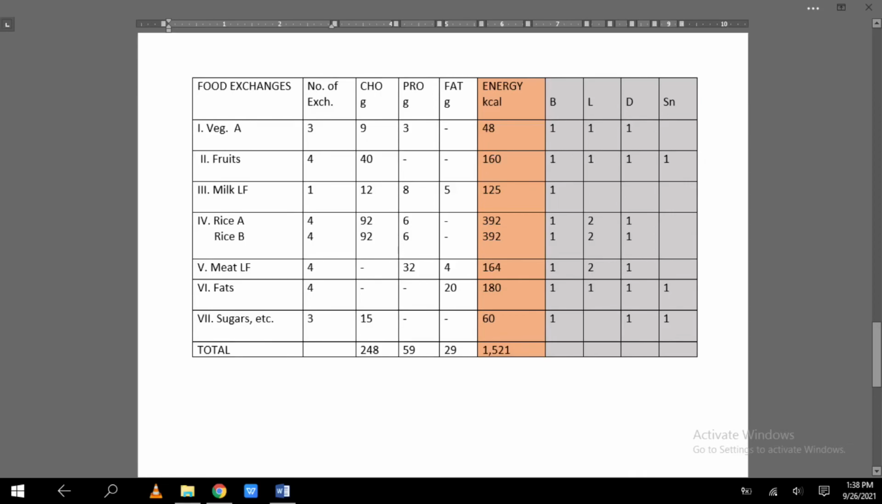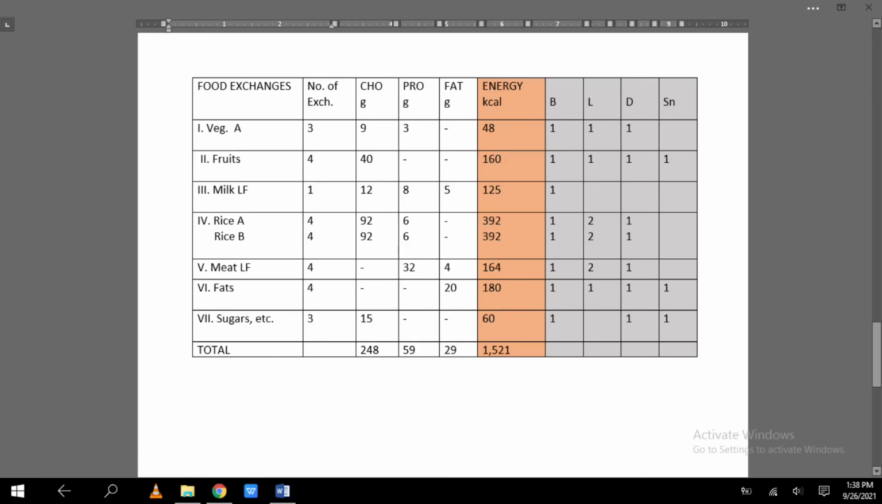So for the breakfast, lunch, dinner, and snack, I distributed my number of exchanges. For vegetable, 1 for breakfast, and also for lunch and dinner. The total number of exchanges for fruits is 4, so I distributed it by breakfast, lunch, dinner, and snack. Next is milk, low fat. Number of exchange is 1. I use it for the breakfast. And rice A and B, number of exchange is 4: 1 for breakfast, 2 for lunch, and 1 for dinner.